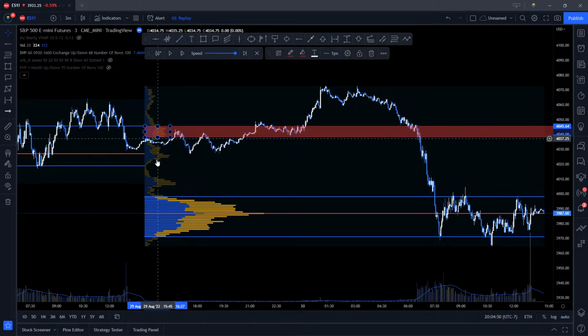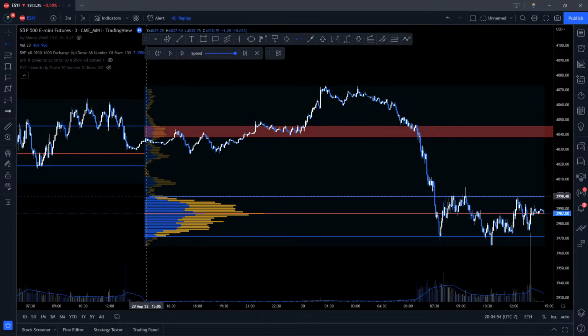But just a little bit of review on how to trade the lowercase b. So we need to make sure we have our value area high and low.